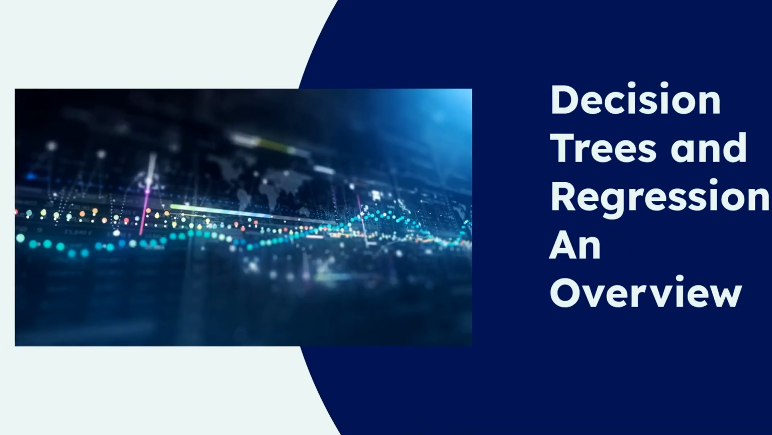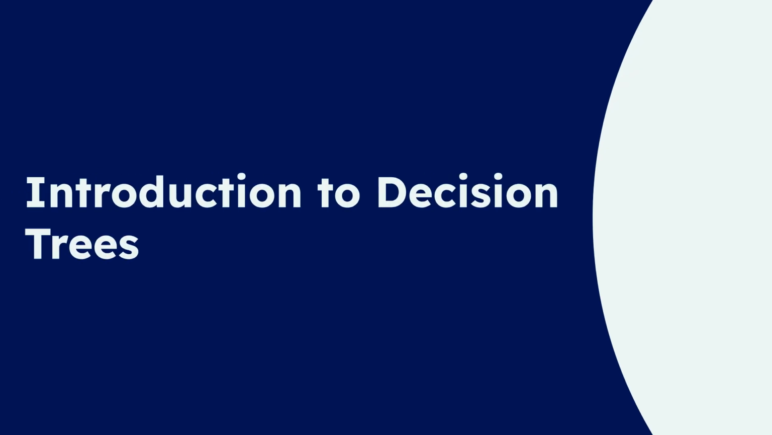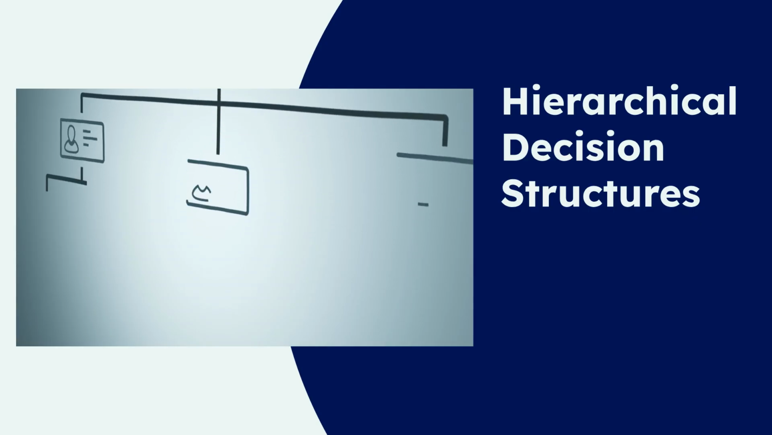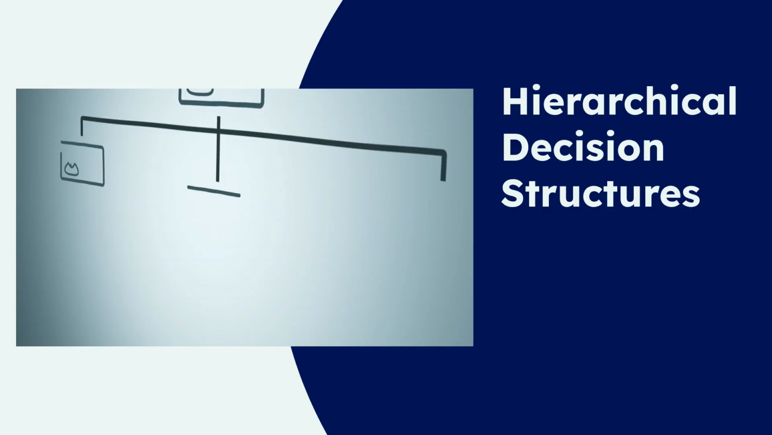Welcome to an overview of decision trees and regression, two powerful concepts in machine learning. Let's start with the basics of decision trees. Decision trees are hierarchical structures designed for decision-making. They consist of nodes, branches, and leaves, forming an intuitive representation of how decisions unfold.